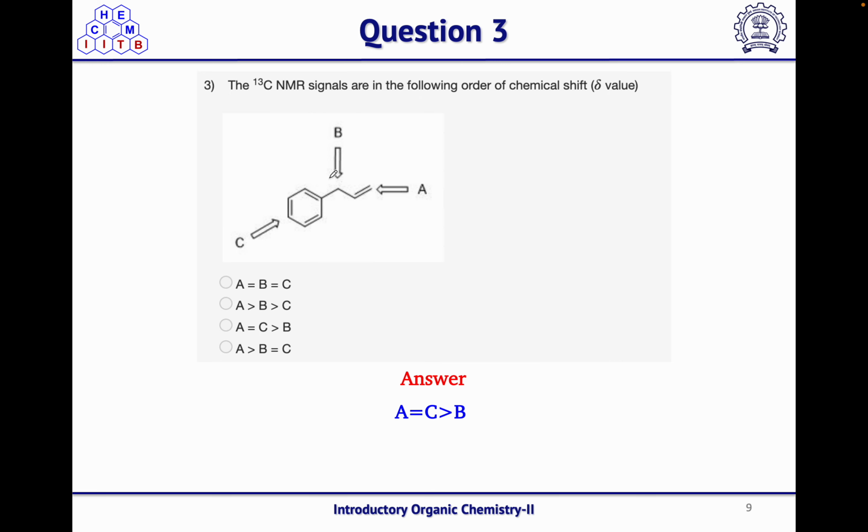Like sir has discussed in the lecture, this is an aliphatic proton, like CH2. It comes below the 3 ppm range. This proton A is an olefinic proton, and it comes in the range of 4.5 to 6.5 as we have discussed. And this is an aromatic proton, which comes in the range of 6.5 to 8.5. So the correct order will be C greater than A greater than B. Is this clear for everyone?